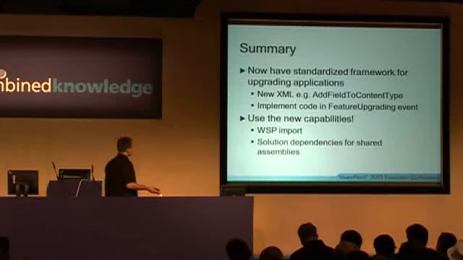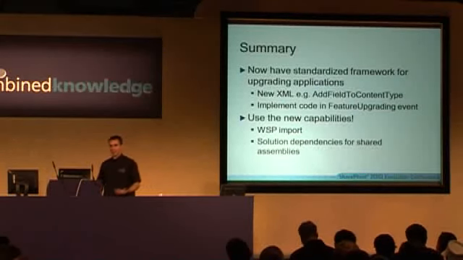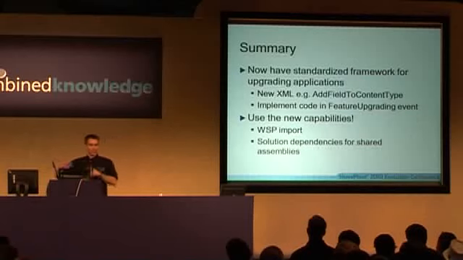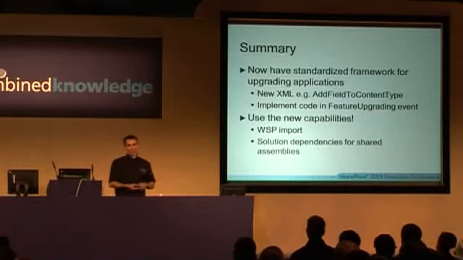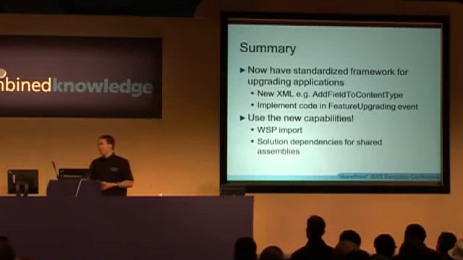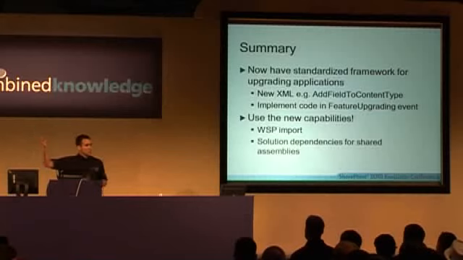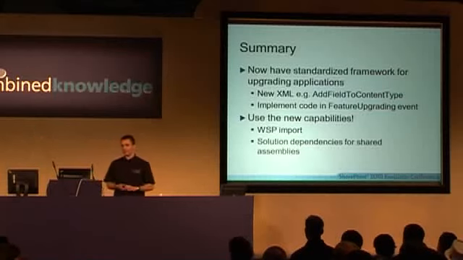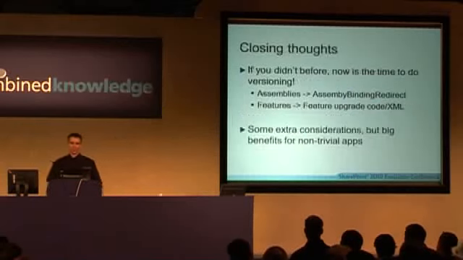Okay, so to wrap up, we now have a standardized framework for upgrading SharePoint apps. We've got XML that helps us do it, things like the shortcuts like add field to content type. We've got code that we can write in the new feature upgrading event. We should use the new capabilities, things like solution dependencies and WSP import, which we think could be a good shortcut to deriving feature XML. We've got to take advantage of these. They can make our lives easier.